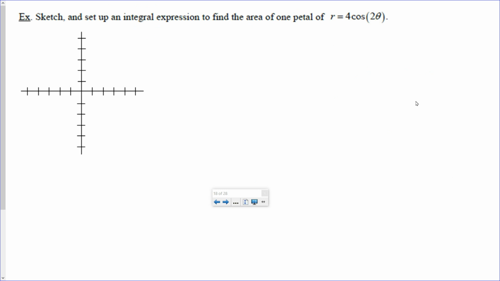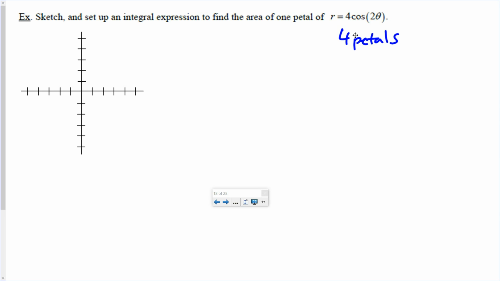r equals 4 cosine 2 theta. Let's talk this through. What kind of problem is this? What kind of picture is it? Rose. Okay, how many petals? 4. Okay, so let me write that down. 4 petals. I know it says just one petal, but just a note, sometimes you have to find the whole rose. This is a 2, so guys, when it's even, you have to double the number to get the petals. Where is my first petal going to be at?